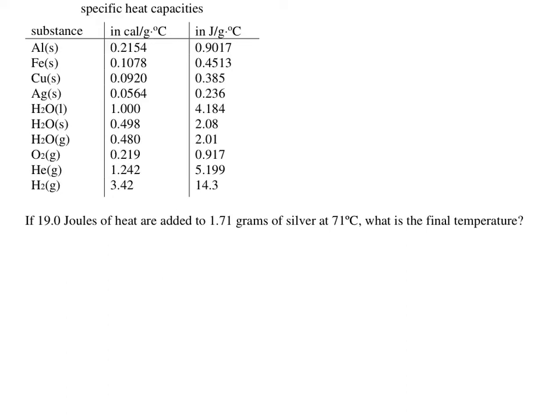This is a heat and temperature change problem. We will start with our heat is equal to our mass times the specific heat capacity times delta T. We're asked to calculate the final temperature. So we're going to first calculate delta T and add it to the initial temperature. So let's look at the values we need.